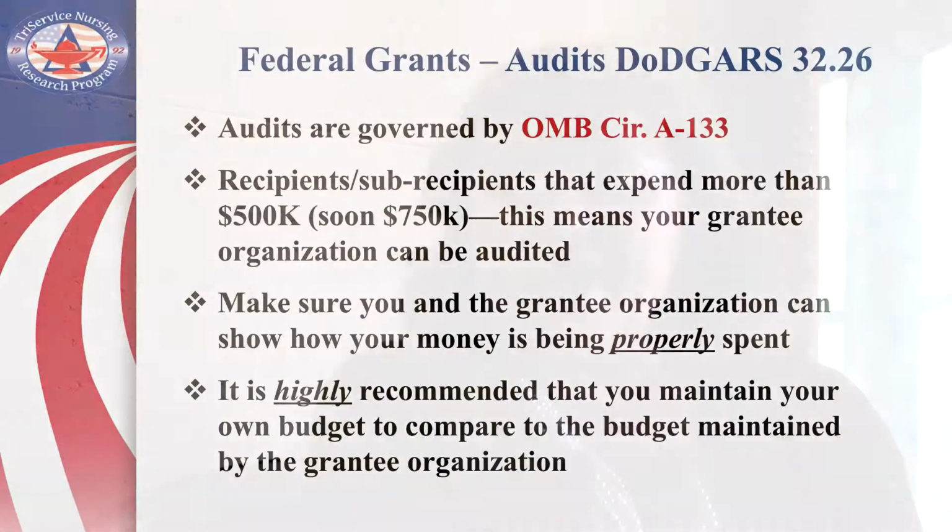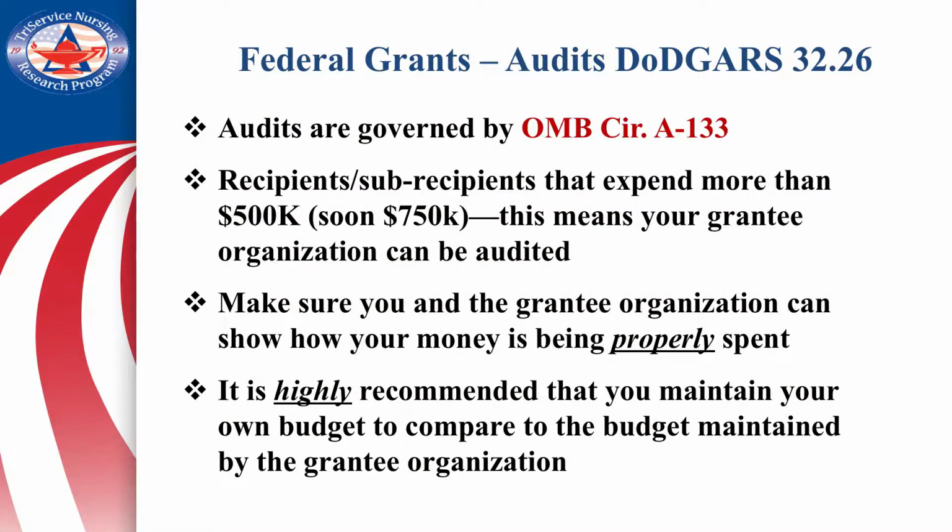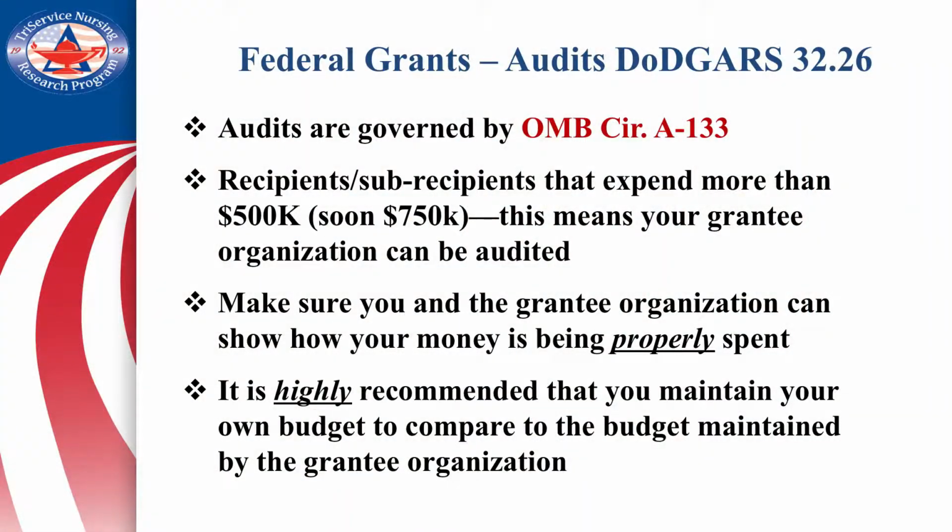So all federal grants are subject to audits based on federal regulations. And any recipients or subrecipients of more than $500,000, and soon it will be increased to $750,000, are subject to being audited. Well, your grantee organizations, such as the Geneva Foundation, Henry Jackson, or your university, typically have more than these amounts of money that they are receiving, so they are subject to auditing.